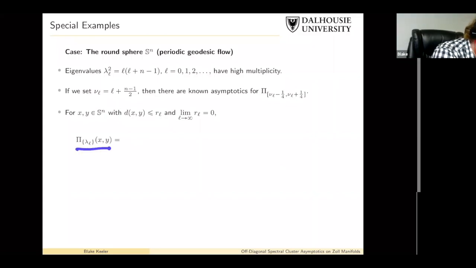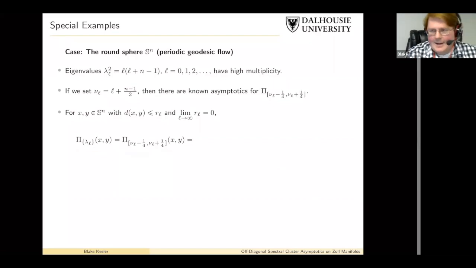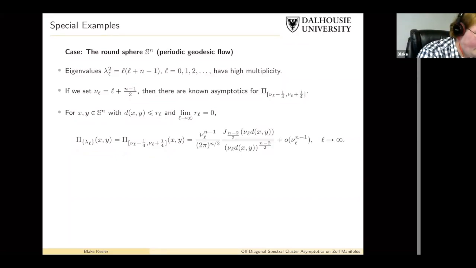Then we can show that the projection onto one of these eigenvalues, which we've cooked up our intervals so that the interval exactly captures that eigenvalue, we get an asymptotic expansion that looks like this, where the leading power is like nu_l to the power n minus 1 times this quantity that is based on the Bessel function of the first kind of order (n minus 2) over 2, evaluated at nu_l, the frequency, times the distance between x and y, defined with respect to the Riemannian metric, of course, and divided by a power of nu times the distance, so that this quotient is a well-defined smooth function all the way down to the diagonal.